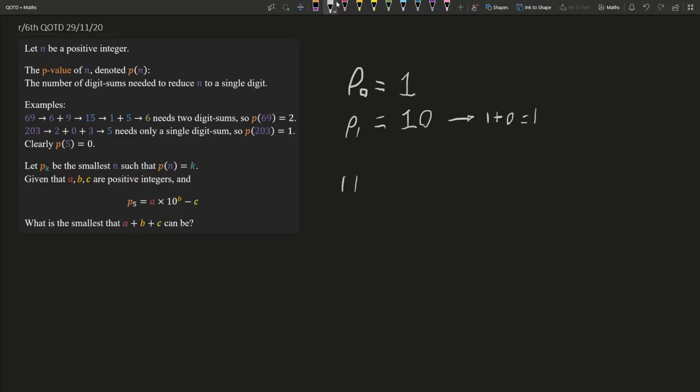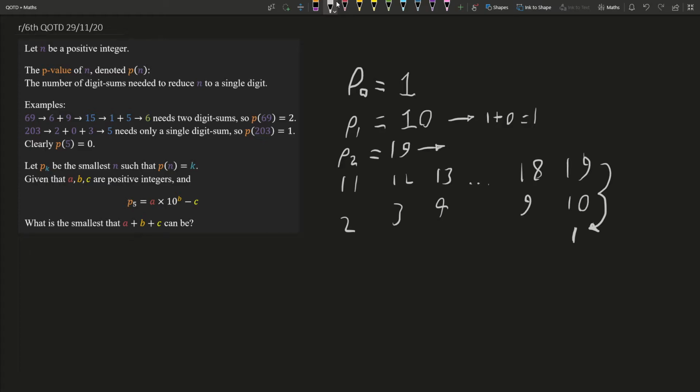So 1, 1, so 11, 2, and 12, 3, 13, 4. And let's go on. Well, we have 18 is 9, and then 19, well, that goes to 10. But 10 isn't a single digit. So then if we sum that again, that goes to 1. And that took us 2 jumps. So we can safely say that p2 is 19.